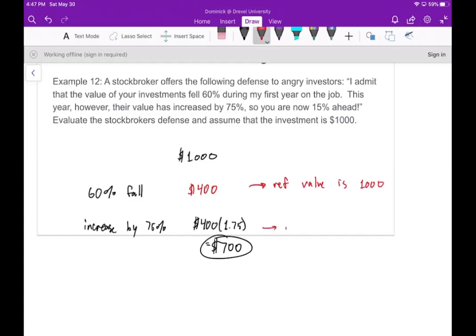And here your reference value is only 400. Right, so that's sort of the issue with that one.